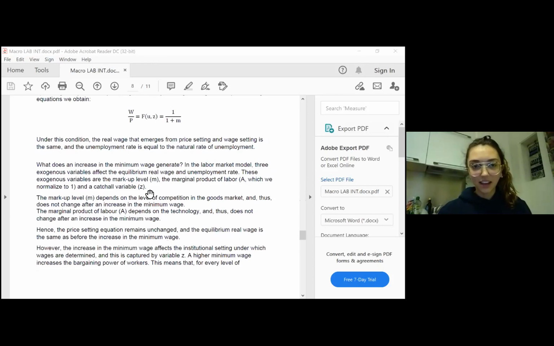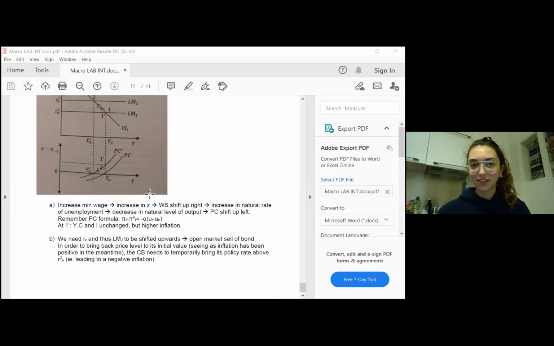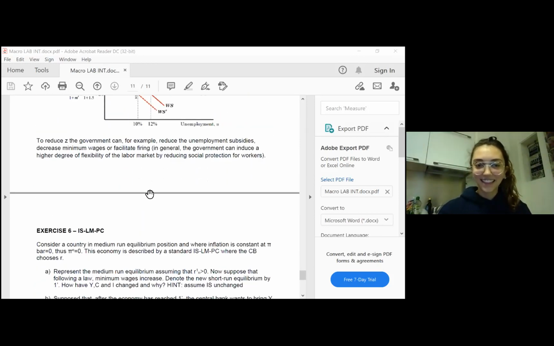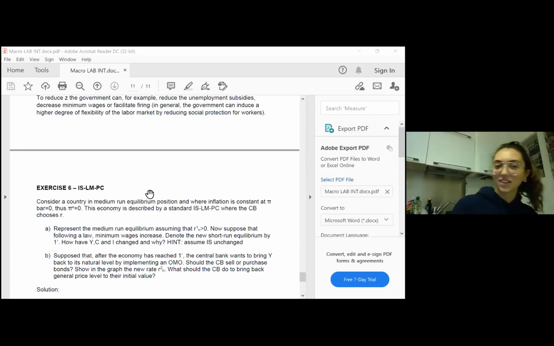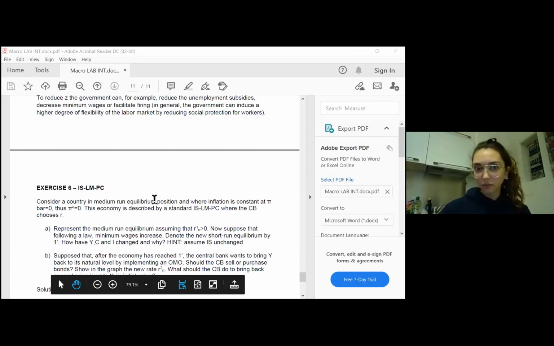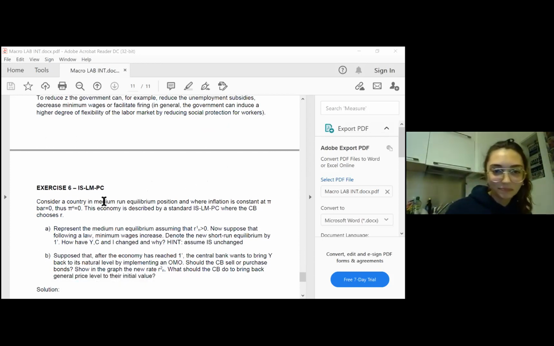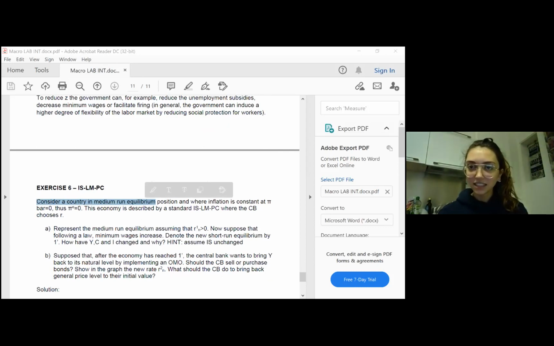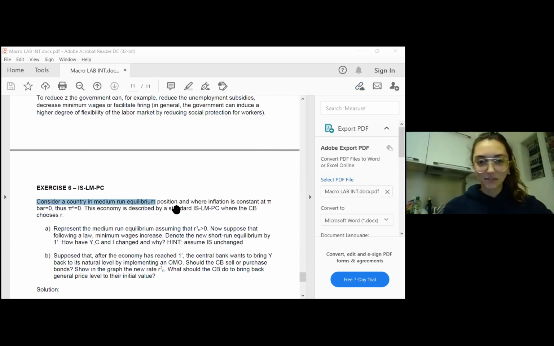So now let's move to the last but certainly not least exercise, the ISLMPC. I guess you guys have dreams and nightmares about it, right? You should dream about ISLMPC graphs at night. So let's go. Consider a country in medium run equilibrium. Nightmares, only nightmares. No, come on. ISLMPC is pretty fun. You'll see, this exercise is fun.